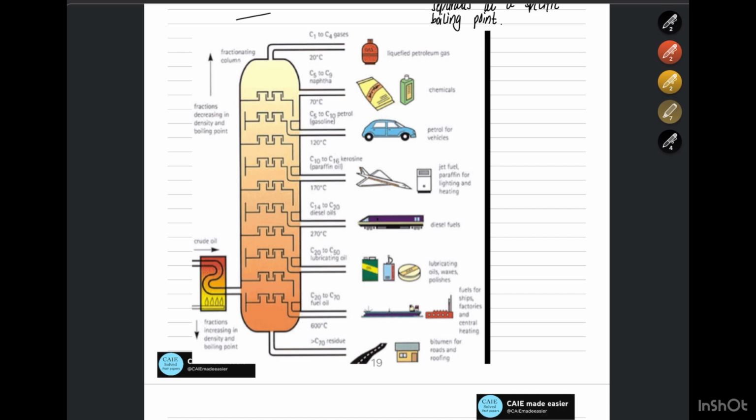Now, if you notice, as you go from bottom to top, there is a trend going on. We need to know that. First of all, fractions on top of the fractionating column have a lower boiling point. You can see 20 degrees, while below it needs to be heated up to 600 degrees, which is a lot, right? Second, they also have lower viscosity.